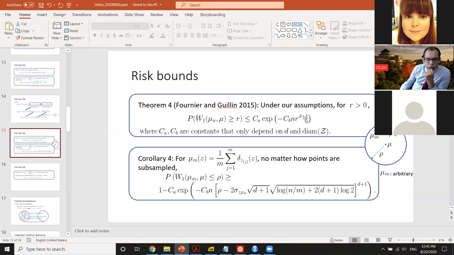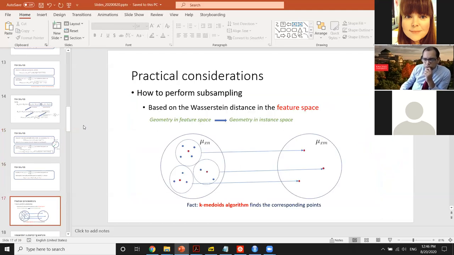I have some questions. Sorry, I came in late, so I didn't get to hear the first part of your presentation. However, I have a question regarding the K-medoid algorithm and the Wasserstein distance. Why is there a connection between these? It seems the output from the K-medoid algorithm happens to give you the minimizer of the Wasserstein distance. Is that correct?